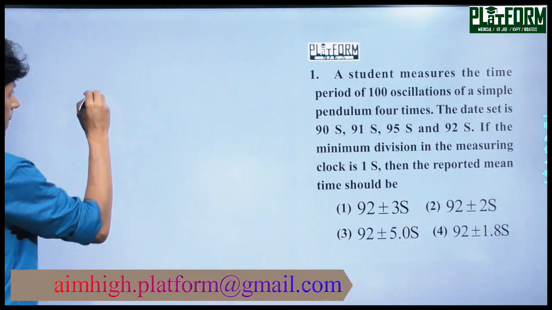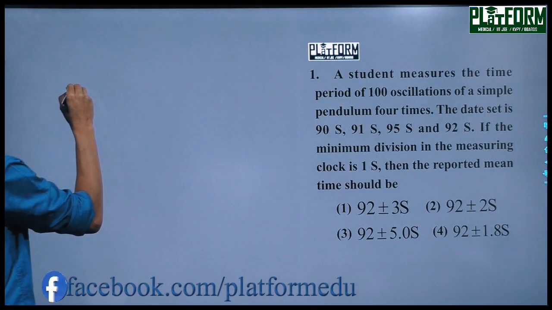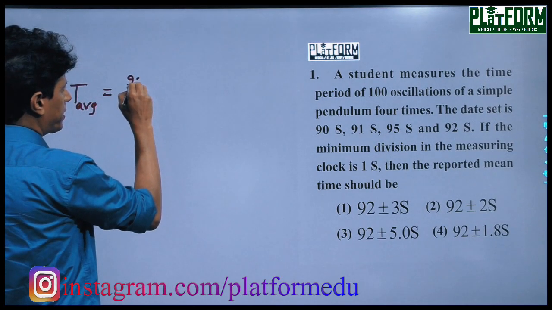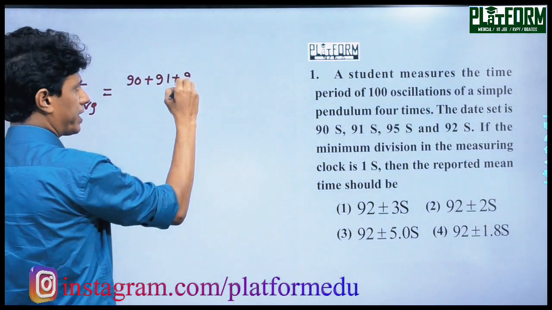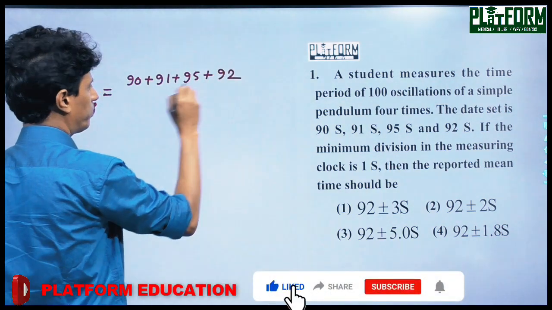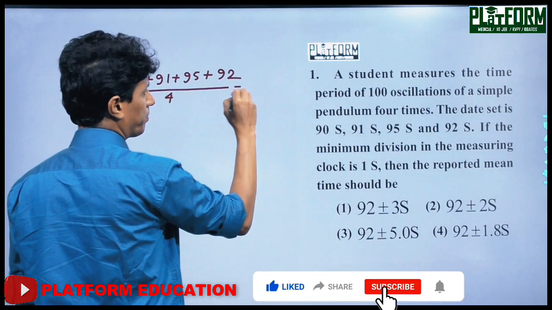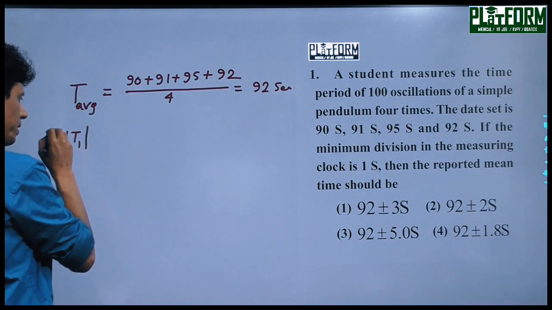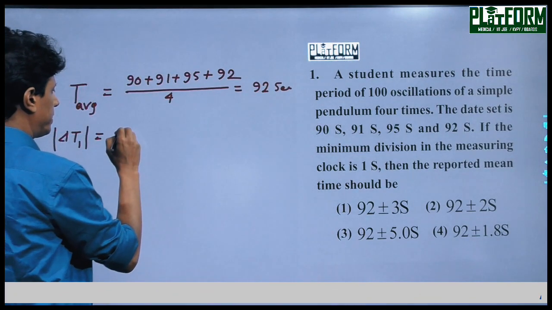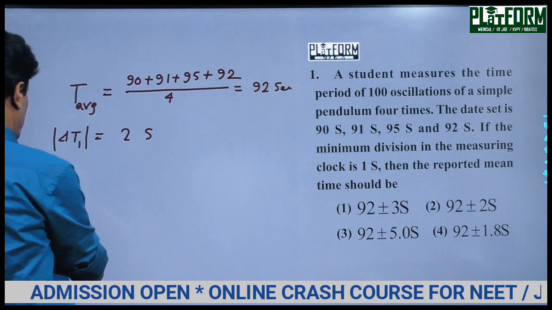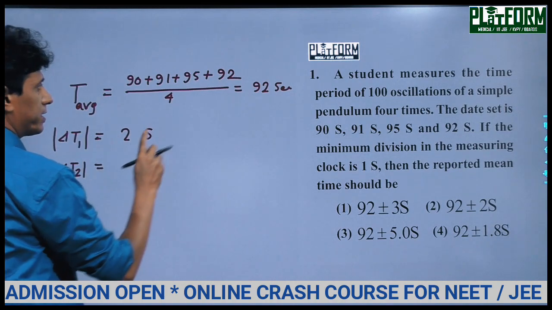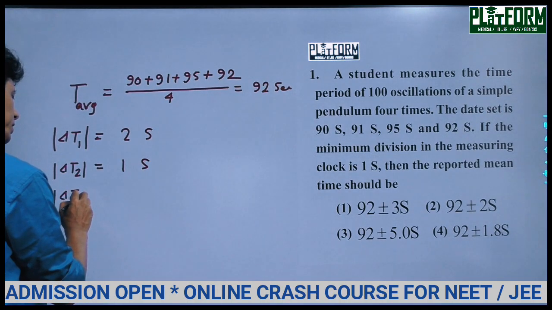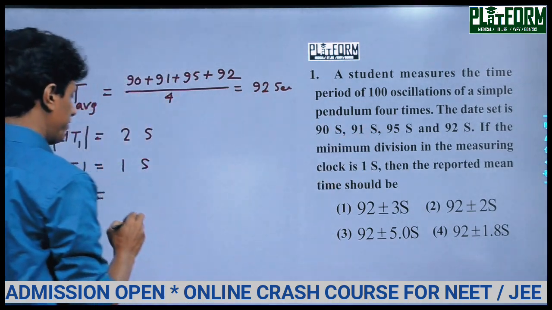Okay, here the average time is actually 90 plus 91 plus 95 plus 92 by 4, and the average mean time is 92 seconds. The absolute error delta T1 is equal to 92 minus 90, this is 2 seconds. Delta T2 is 92 minus 91, it is 1 second. Delta T3 is equal to 92 minus 95, it is 3 seconds.